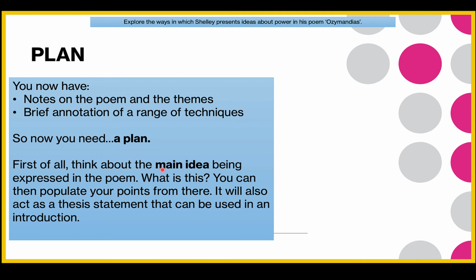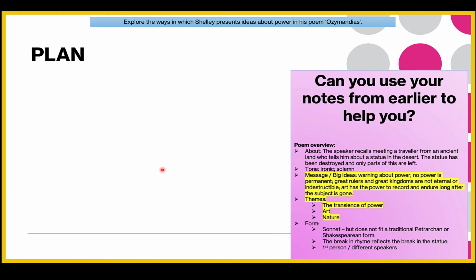Once you've got that main idea or that big idea, then you can start to populate your different points from there, your different sections of your essay. Now, this main idea that you have, or this big idea, also can act as a thesis statement, which is what you believe, what you're trying to prove, and that can then be used in your introduction.